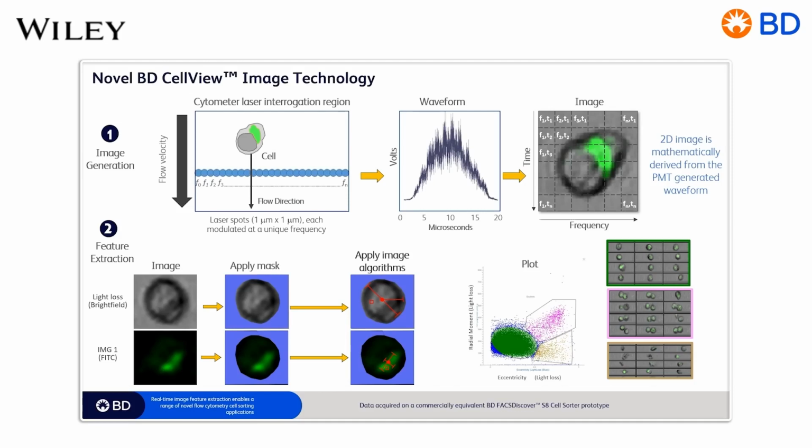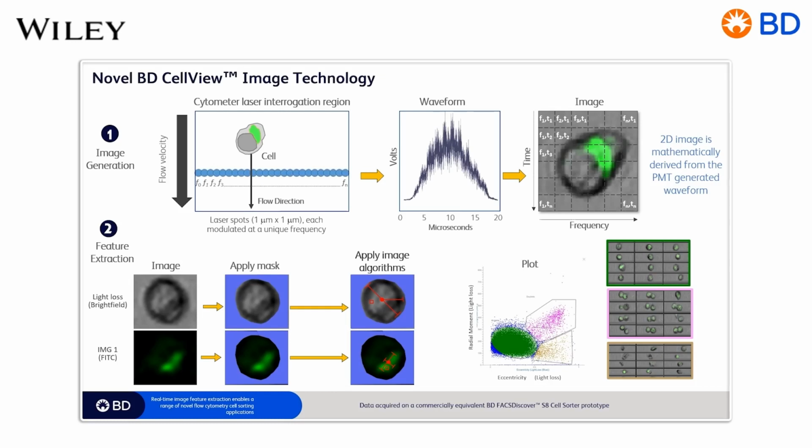So it's not a picture of the cell as much as it is an interpretation of the spatial distribution of fluorescence. Once you have the image, and this is a 2D image derived from that PMT-generated waveform, the next step is what we call feature extraction. That's the bottom half of that slide.